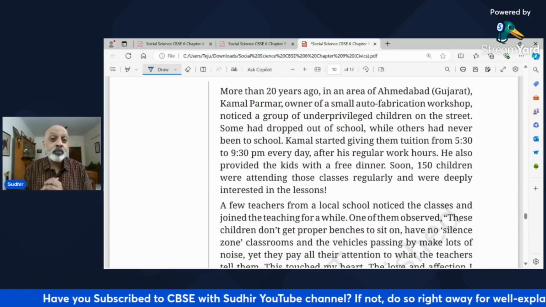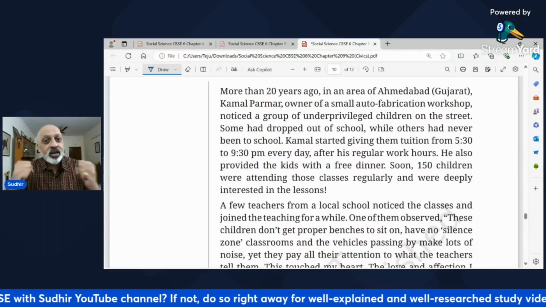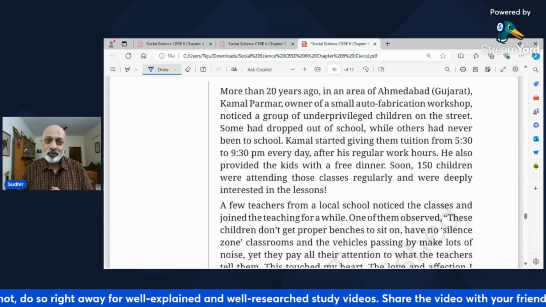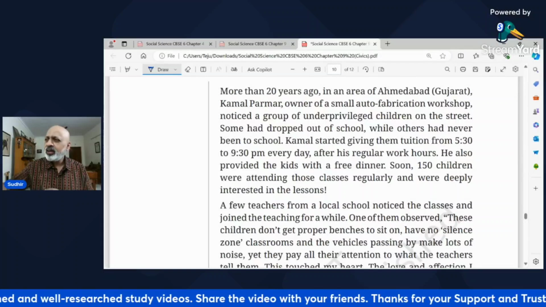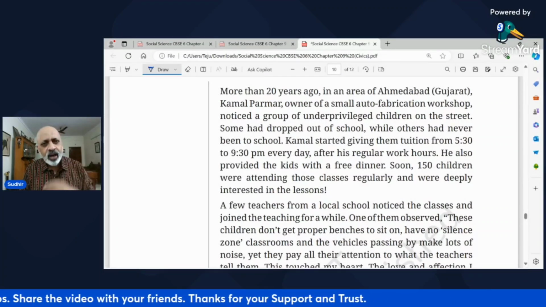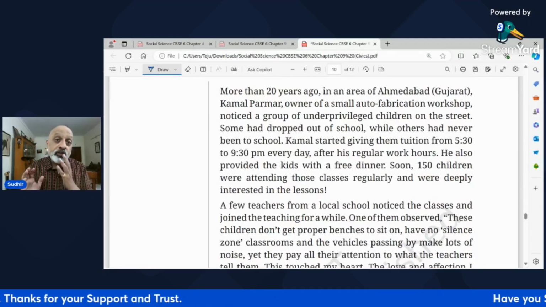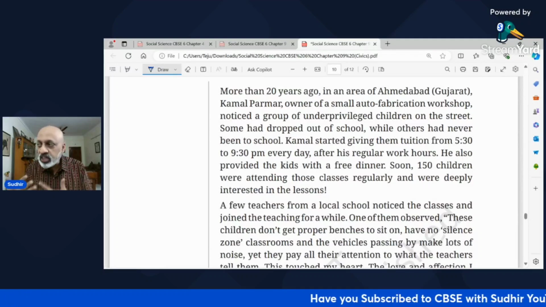Your parents are providing you with quality education. So what is your duty? To study well, to study hard and excel and make them feel proud of you. Not that in the parent teachers meeting your teacher says, what does your son do, what does your daughter do, there is no attention in the classroom. Don't let that be said. So soon 150 children were attending those classes by Kamal sir and were deeply interested in the lessons.